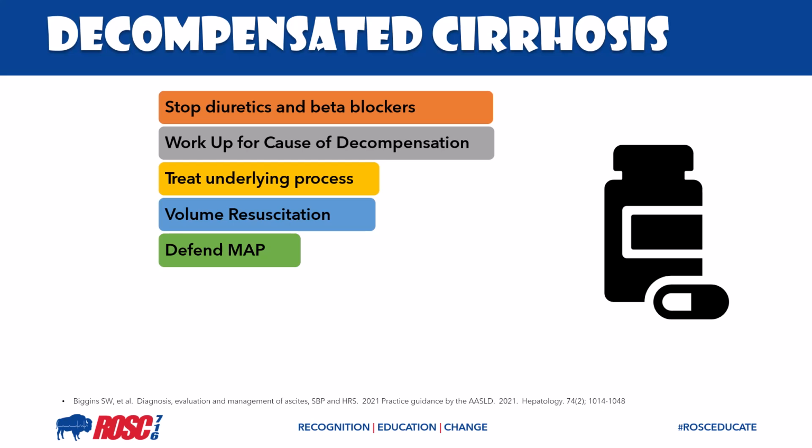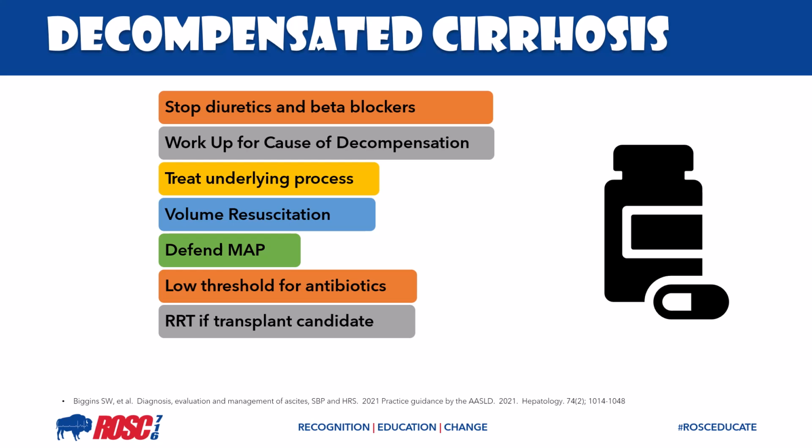We need to defend that MAP, that mean arterial pressure, and at bare minimum, this means norepinephrine. There should be a low threshold for antibiotics, especially in the setting of ascites and a GI bleed. And then lastly, renal replacement therapy if the patient's a transplant candidate. We also should consider TIPS in select patients. TIPS is transjugular intrahepatic portosystemic shunt. And then lastly, in select patients, transplant.